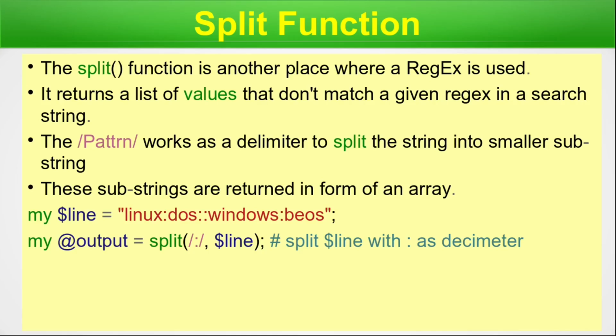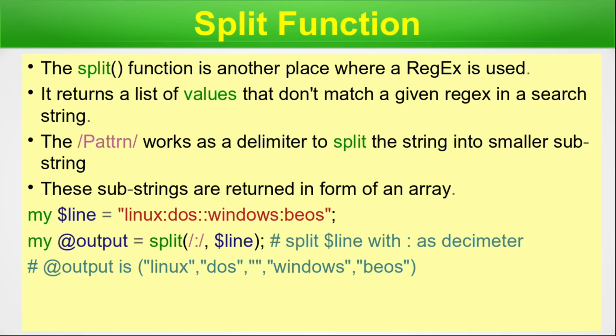The first argument comes with the double slash, and inside that you put the character with which you want to split the string into multiple substrings, and the next one you give the string itself. So there are only two arguments, and the array will contain the split results. Now the array @output contains Linux, DOS, and there is a blank string. Why? Because after DOS there are two colons, and then Windows, then BOS.